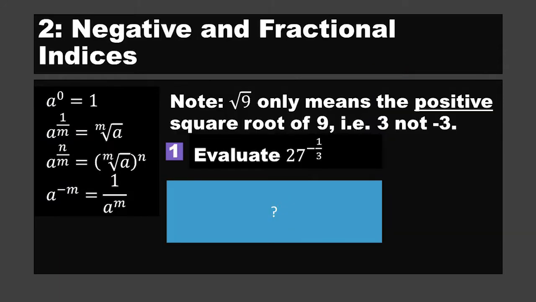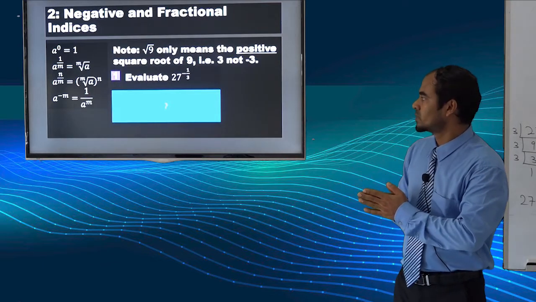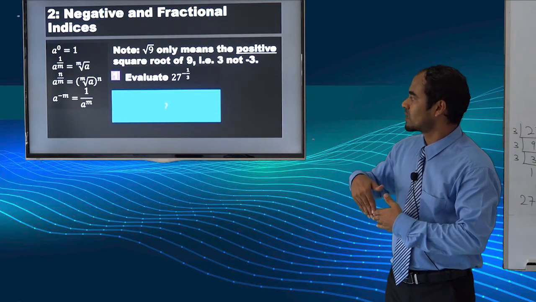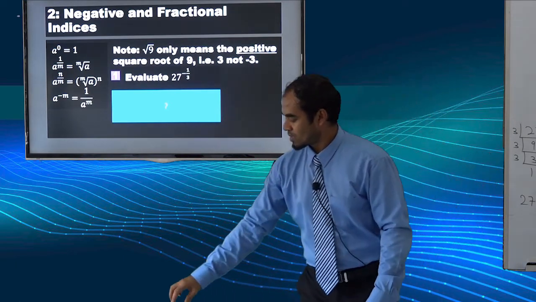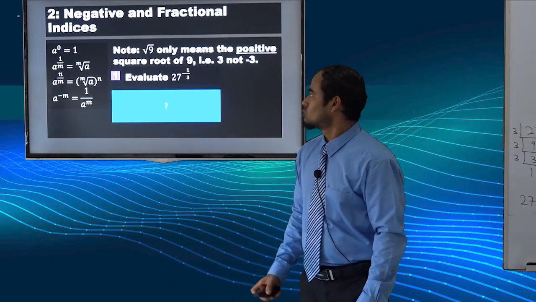I'm going to take you to the next level of indices, which is the negative and fractional indices. Now, in the case of negative and fractional indices, the same rules for basic indices will also work here. But the only thing is, you need to remember there are certain ways of writing negative indices. But first, let me give you some of the basic rules here.